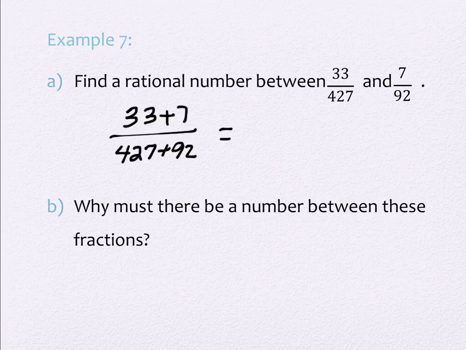So what is 33 plus 7? 40. And what is 427 plus 92? 519 is correct. And then we would look to see if this would reduce, okay? So what kinds of numbers divide the 40? I'm using the 40 simply because it's smaller. It's easier to think about.